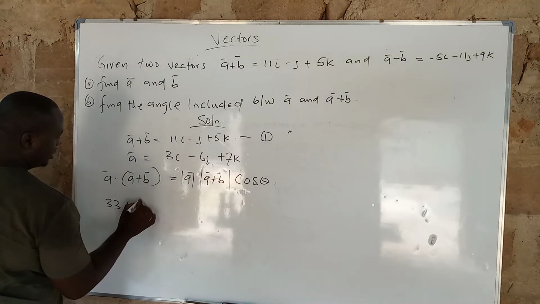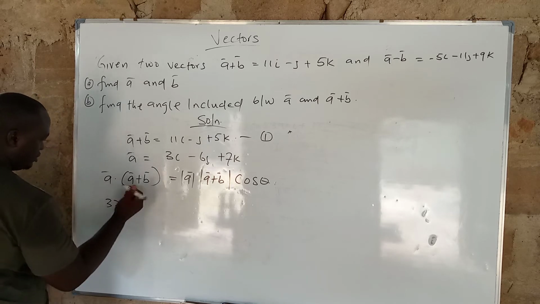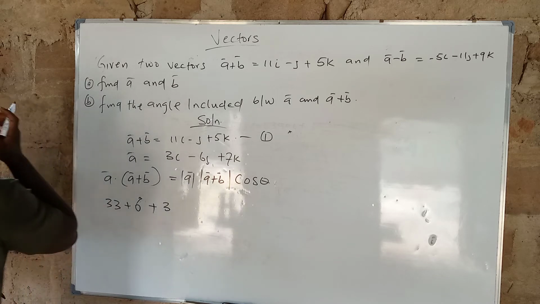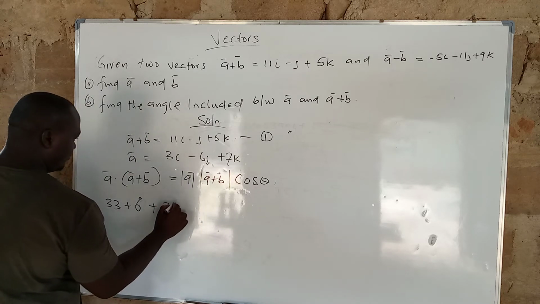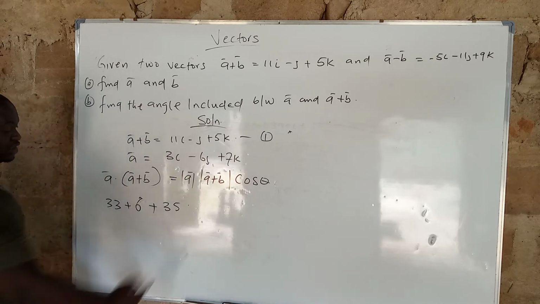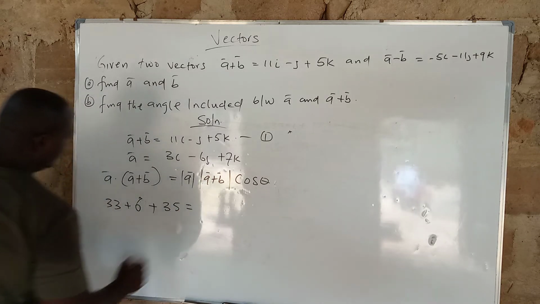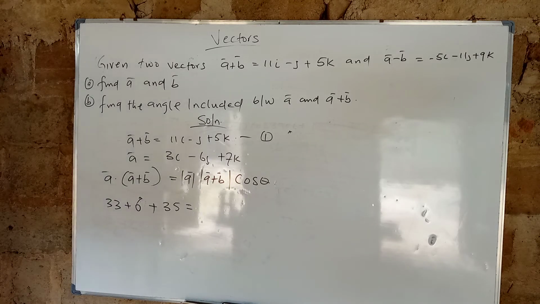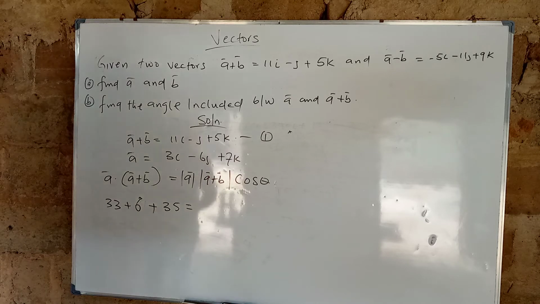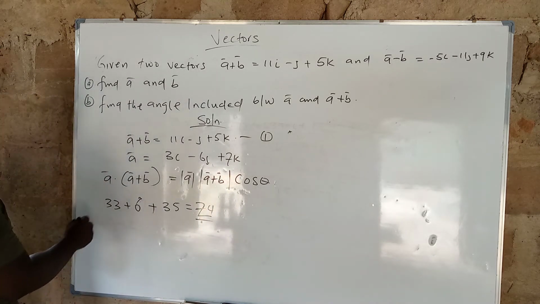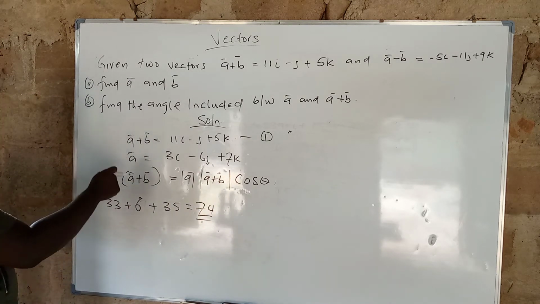This times this should give you 6. Plus 6, plus 30, plus 35. Now, if you add these quantities together, you will get our A dot B. Remember, whenever we find a dot product, the answer is always a scalar quantity. So this will give you 74.